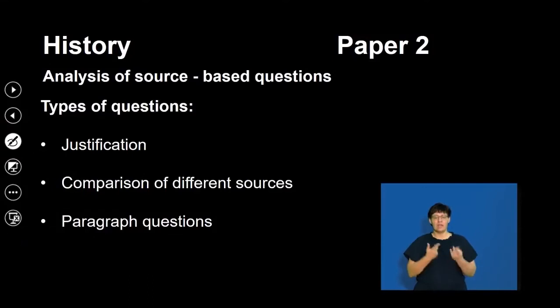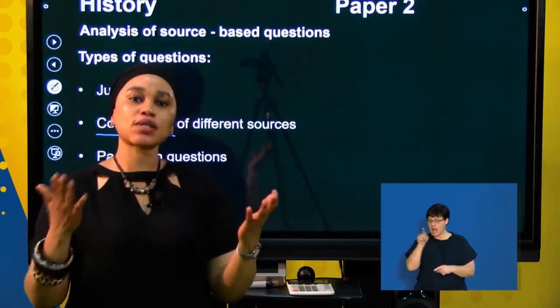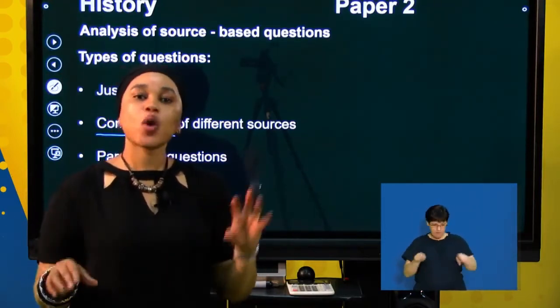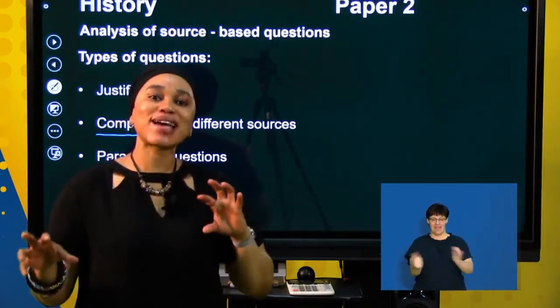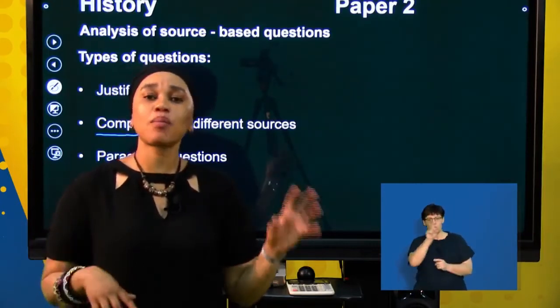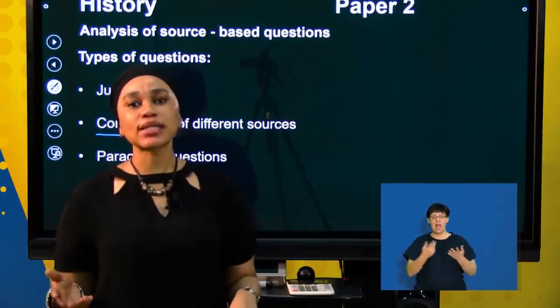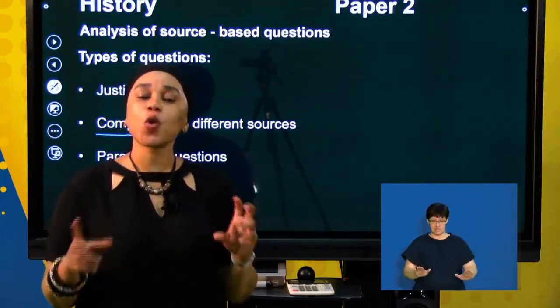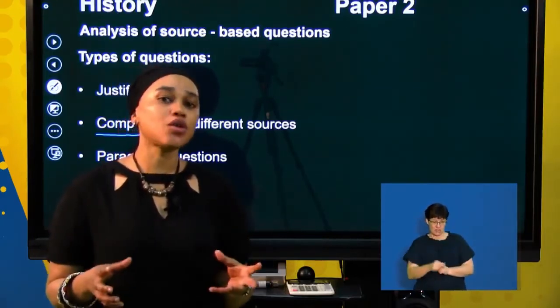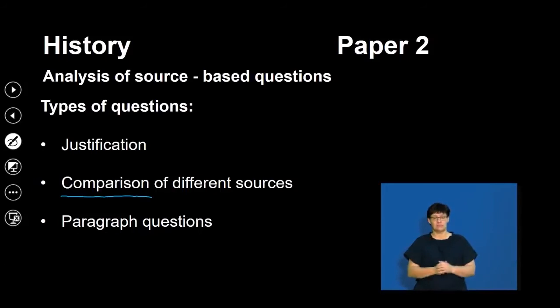Now, the types of questions you're likely to get are justification. You should be able to compare the different sources. As I said to you before the break, you need to be able to read two sources and find things that are similar. When you're comparing, you are looking for things that are similar in the two sources. Sometimes you can get a question asking you to compare and contrast. So when you're comparing, you're looking for similarities, and when you're contrasting, you're looking for differences. It's very important to know the meanings of those words, because if you don't know them, then you will not be able to answer the question. And then you will get paragraph questions as well.